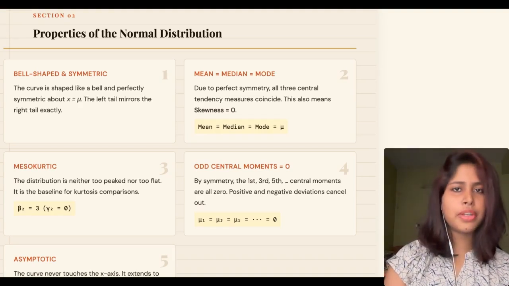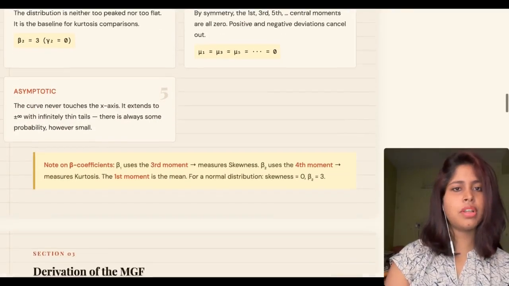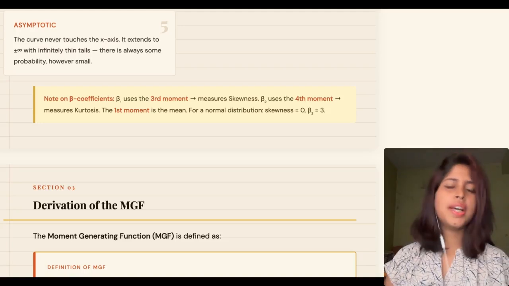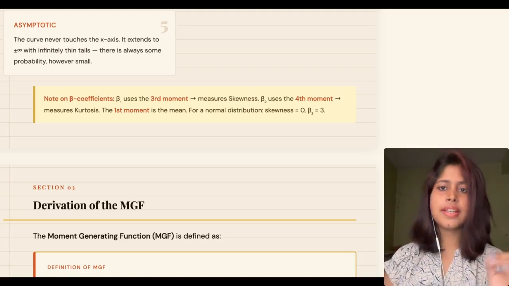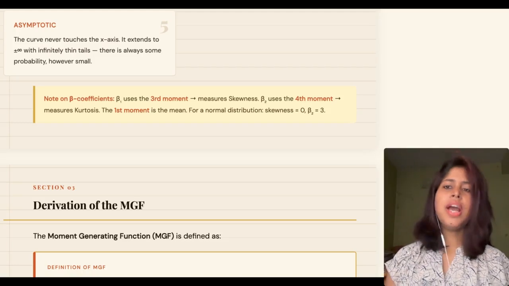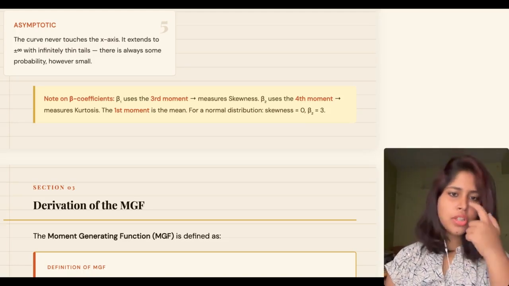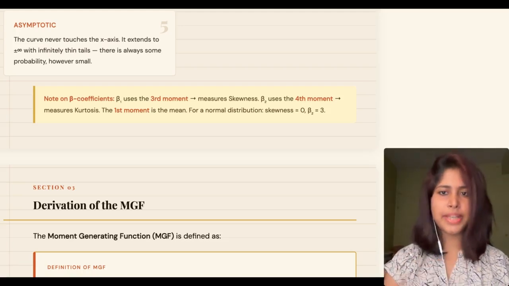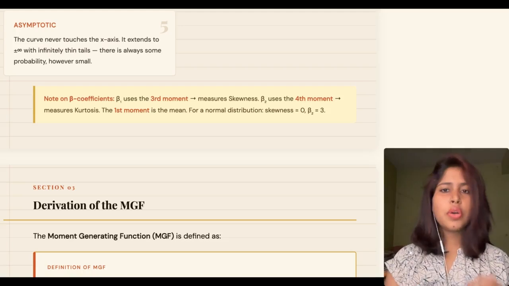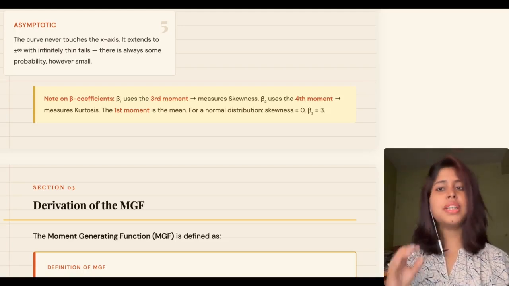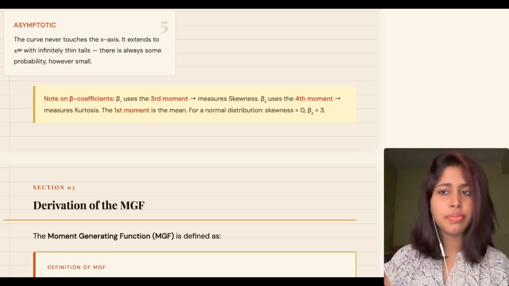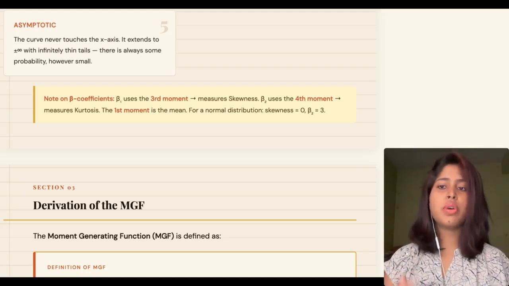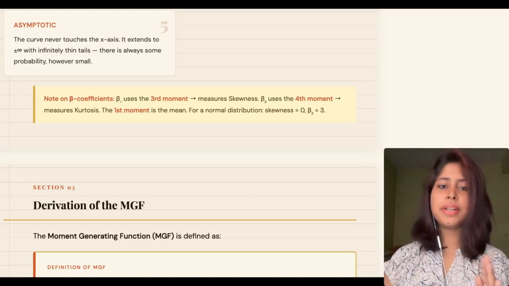Okay, now coming to the next property, look here. This is property number 5, that is asymptotic. The curve approaches the x axis as x goes to plus or minus infinity, but it never actually touches it. I was talking about that, right? Like how it does not touch the baseline, that is the x axis. Now it extends to infinity in both directions, but the tails get infinitely thin. There is always some probability, no matter how far you go. This is what asymptotic means: approaching but never reaching.